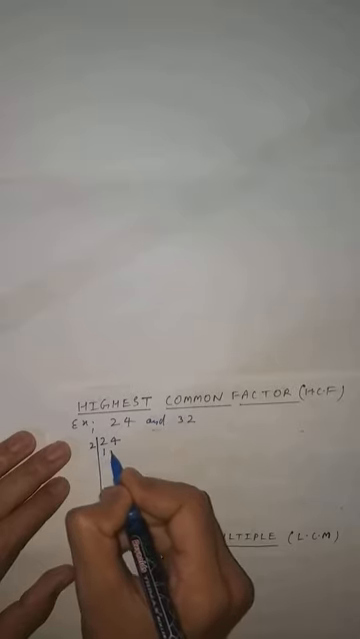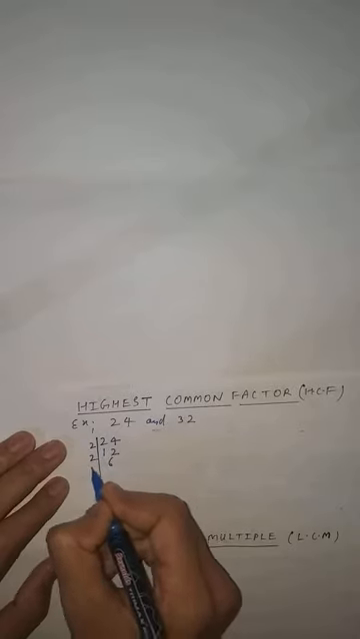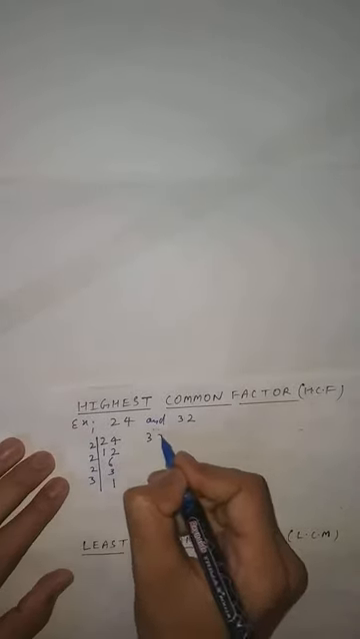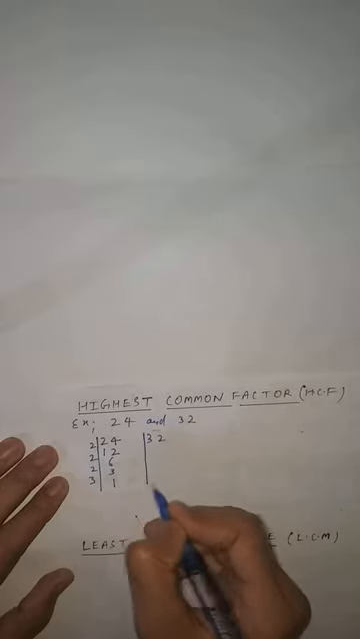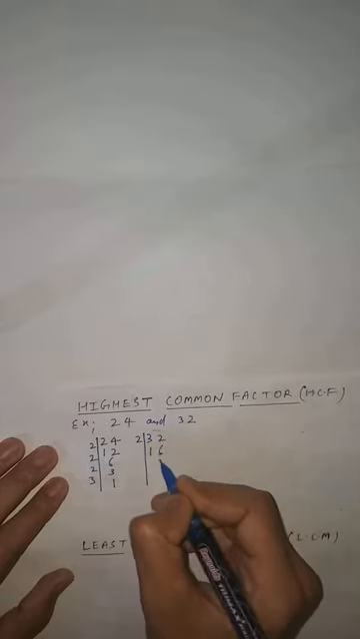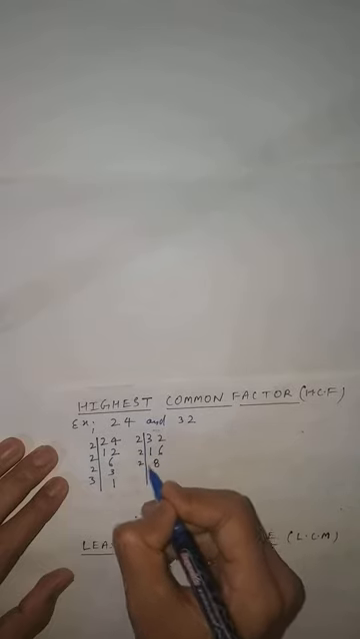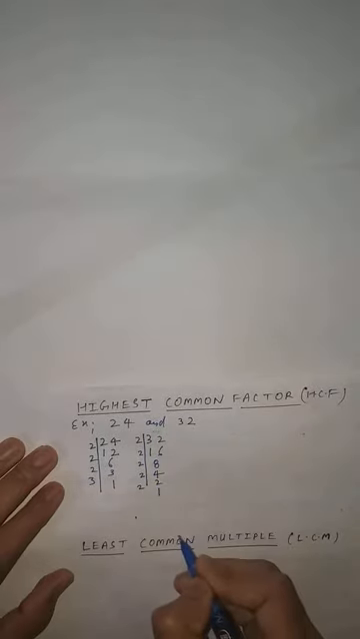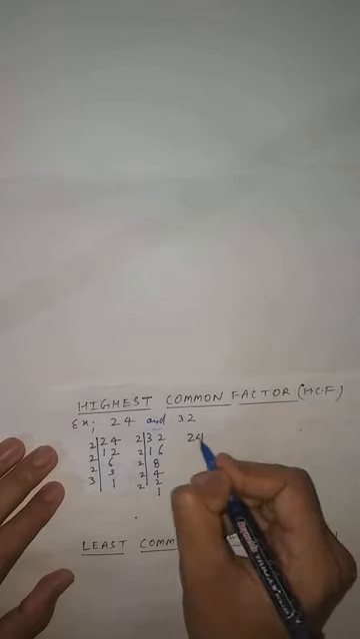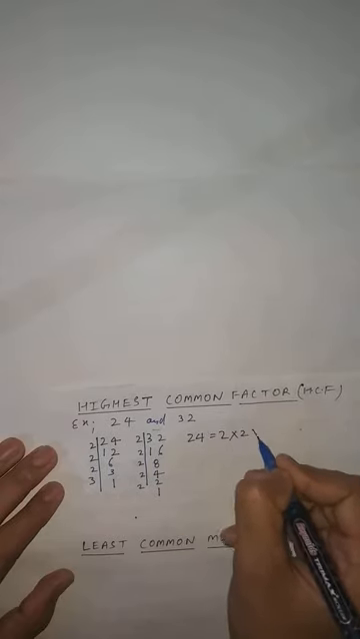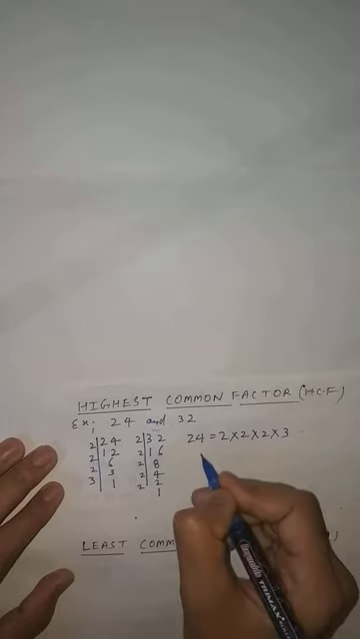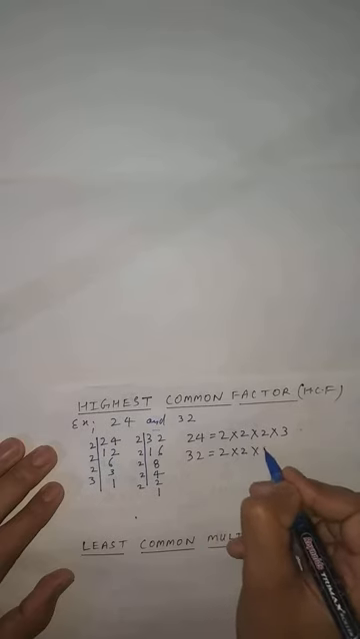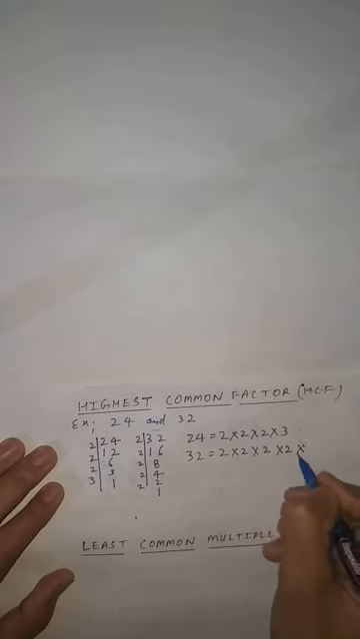For 24: 2 1s are 2, 2 2s are 4, 2 6s are 12, 2 3s are 6, 3 1s are 3. Clear students? And for 32 you will do the same process. Now you will write down 24 equal to 2 multiply by 2 multiply by 2 multiply by 3. And for 32 what will you write down? 2 multiply by 2 multiply by 2 multiply by 2 multiply by 2.